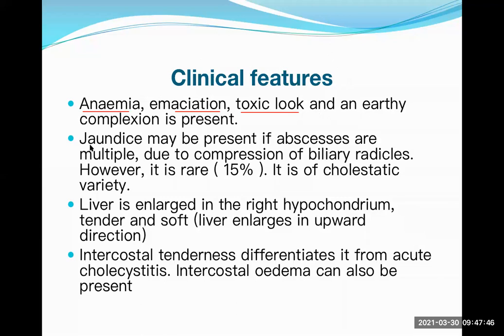Now, jaundice may be present if abscesses are multiple. And this jaundice is because of compression of biliary radicals. Radicals means biliary channels, very small biliary ducts. Remember, this abscess is present inside the liver, so the smaller biliary ducts inside the liver may be compressed. However, it is rare. It is of the cholestatic variety. Now, what is the hallmark of cholestatic jaundice? Yes, if I do a liver function test, what are the results?